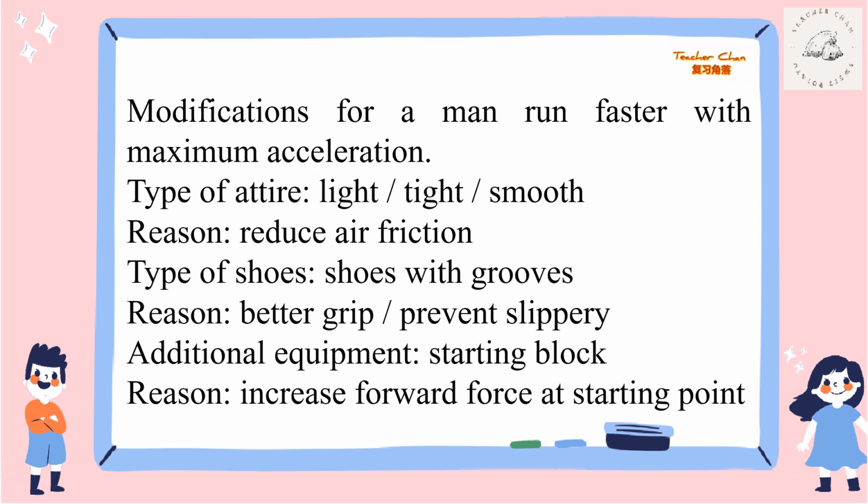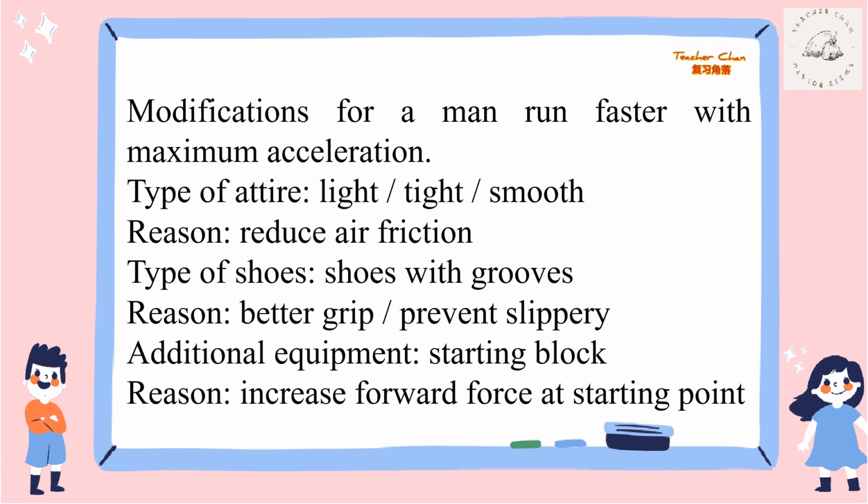Next, I want to introduce how to modify. Let's say you want to make a man run faster with maximum acceleration. So we are going to talk about the type of attire. The type of attire must be light, tight or smooth. Why? The reason is because we want to reduce the air resistance.